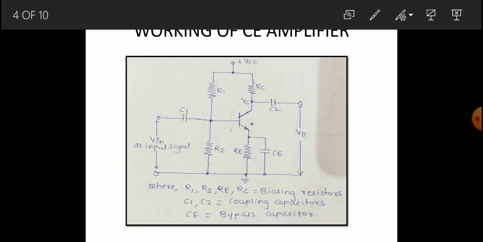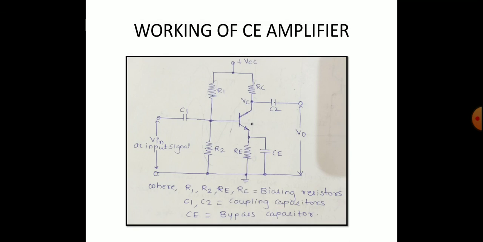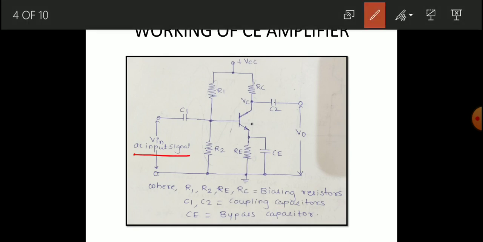Now let us see what happens when we apply a small AC input signal. When a small AC signal is given, AC base current IB and collector current IC start flowing in the circuit. This IB and IC vary above and below the Q point values, IBQ and ICQ.